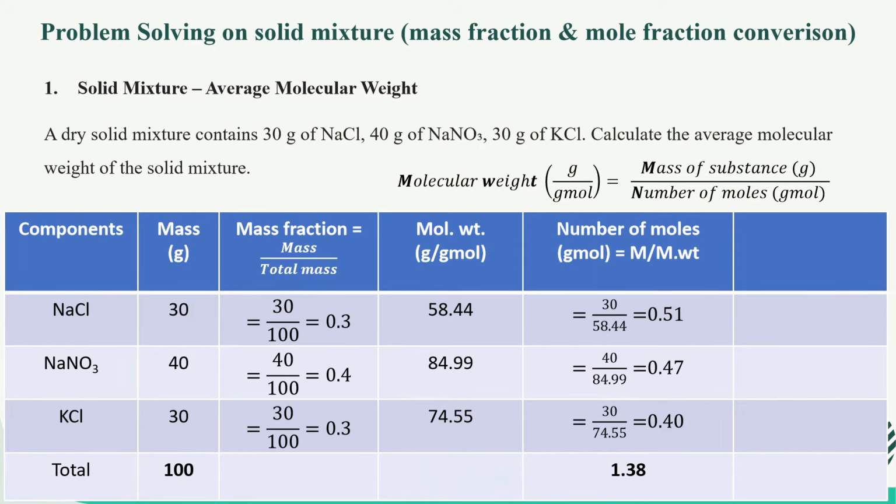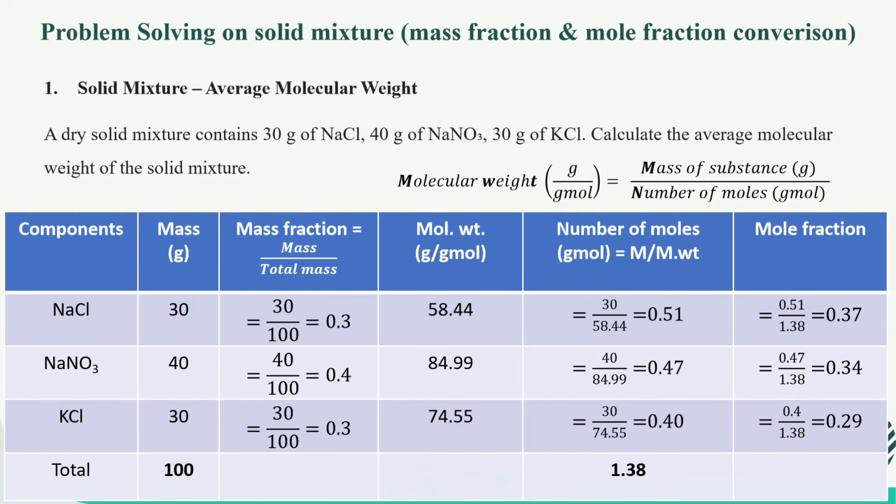Since it is the number of moles, as I told you, whether it is mass, volume or number of moles, we have to sum up and put it in the bottommost row. Summing up, I get 1.38. To find the mole fraction, the number of moles divided by the total number of moles gives the mole fraction. The number of moles is 0.51 for NaCl and the total is 1.38, so I get 0.37. Similarly, I do this for the other 2 components. Now I have calculated the mass fraction and mole fraction. Let's move on to the average molecular weight.